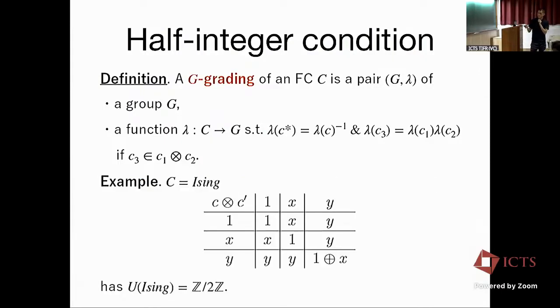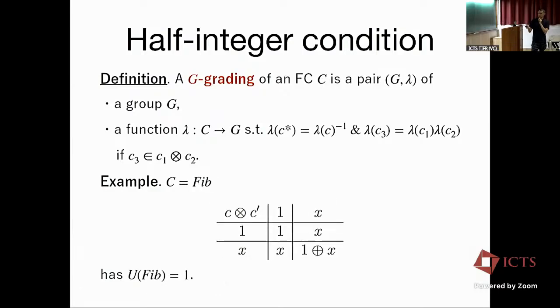And here's an example. If you take the Ising fusion category, these are the fusion products, and you can check the universal grading is given by Z2. So this can have a half integer condition. On the other hand, if you take the Fibonacci fusion category, you find the universal grading is trivial. So if this survives, then you cannot have a half integer. The sum should be an integer.